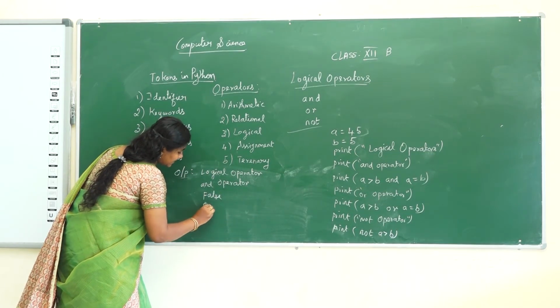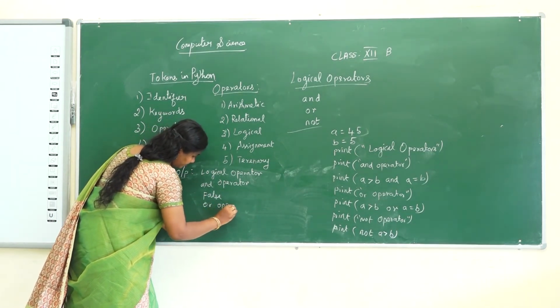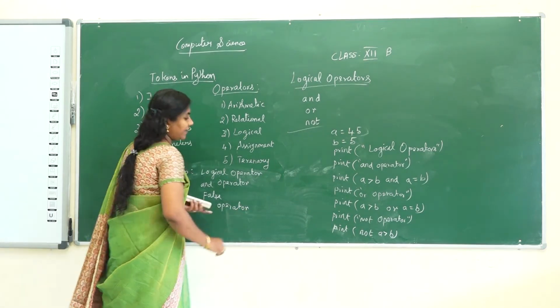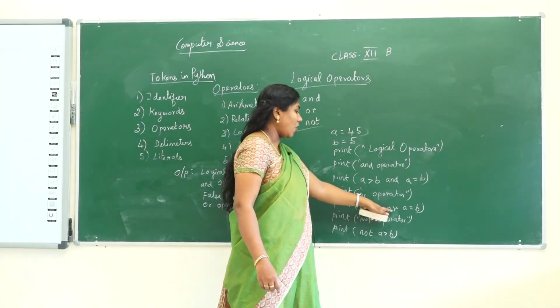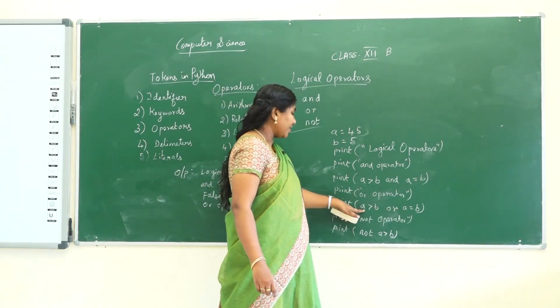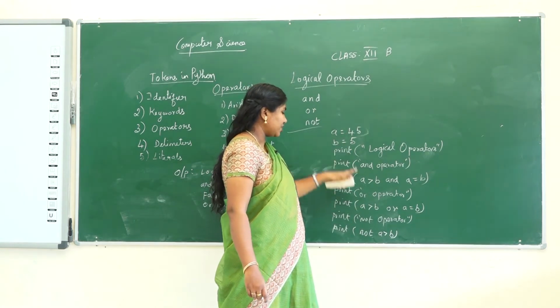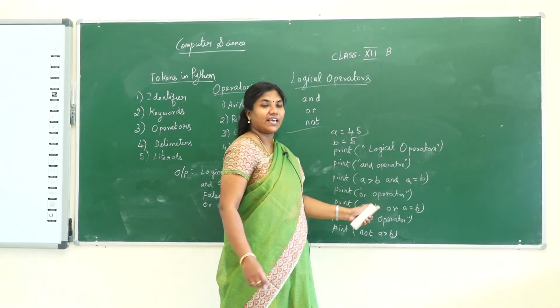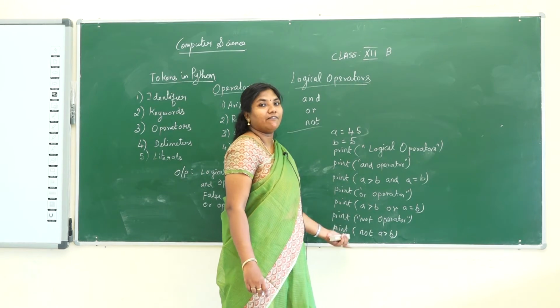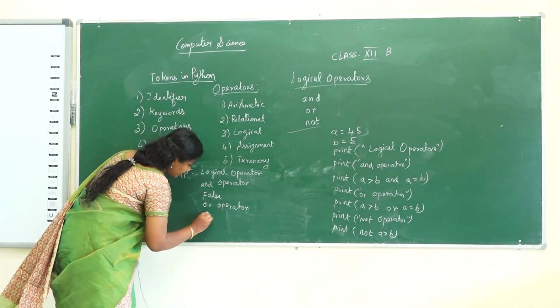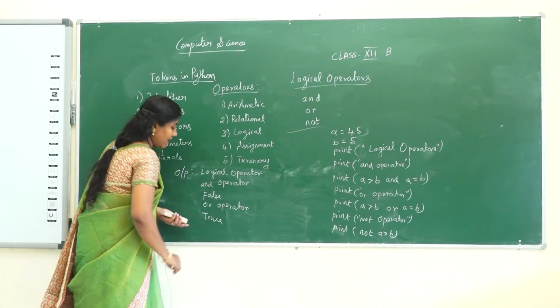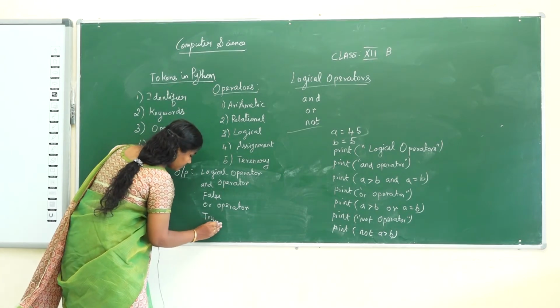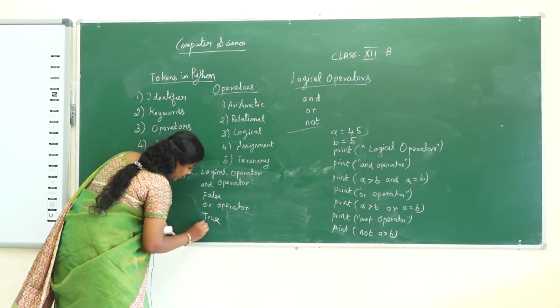And next, OR operator. Here I have given A greater than B or A is equal to B. I am having A greater than B as true and A is equal to B as false. If either one is true, then the value will be true. So here I am having true. And next one, last one, NOT operator.